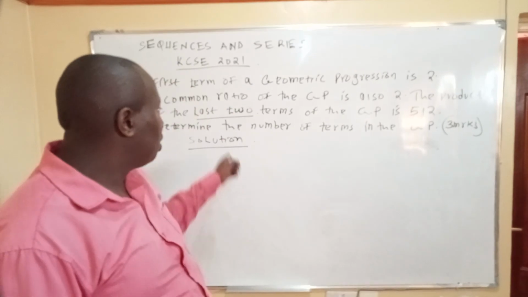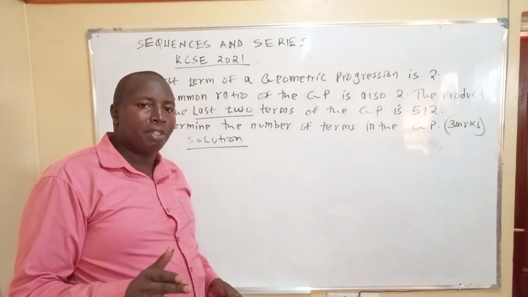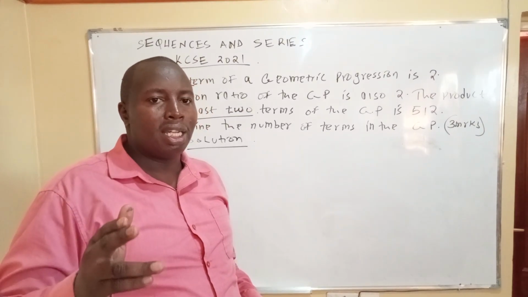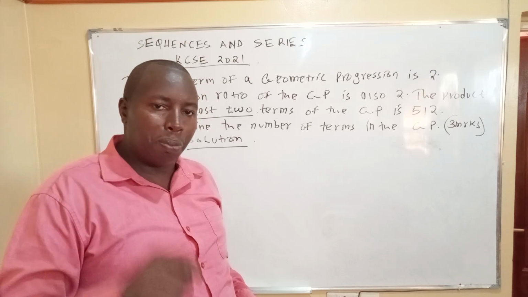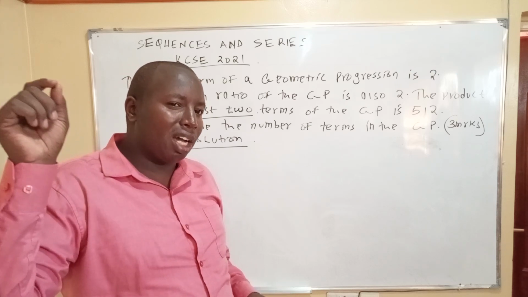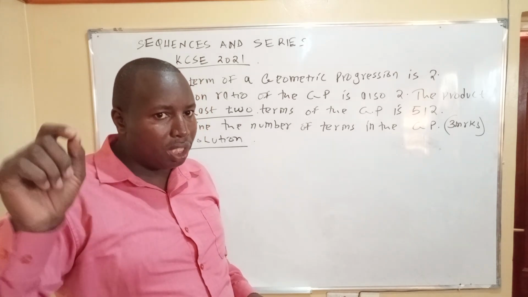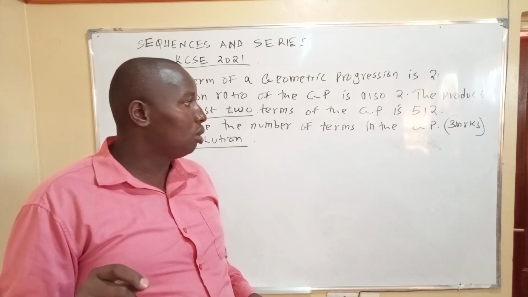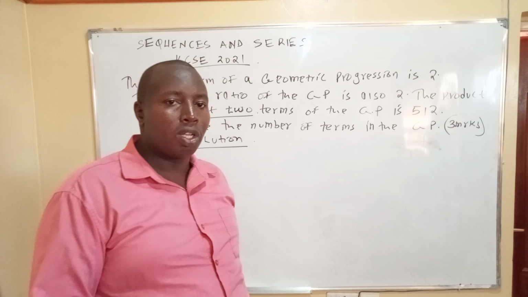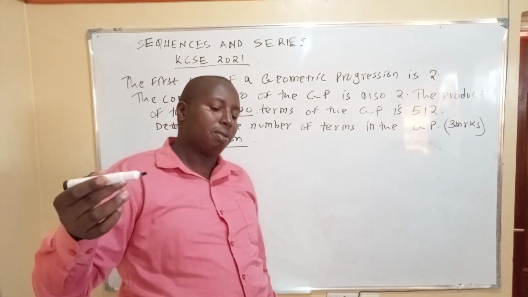This question is testing two things. One, it is testing if the student knows how to find the nth term of a GP. The nth term of a GP has a concept of indices from Form 2, so the rules of indices on multiplication are also tested. Let's see how the examiner was testing this question.